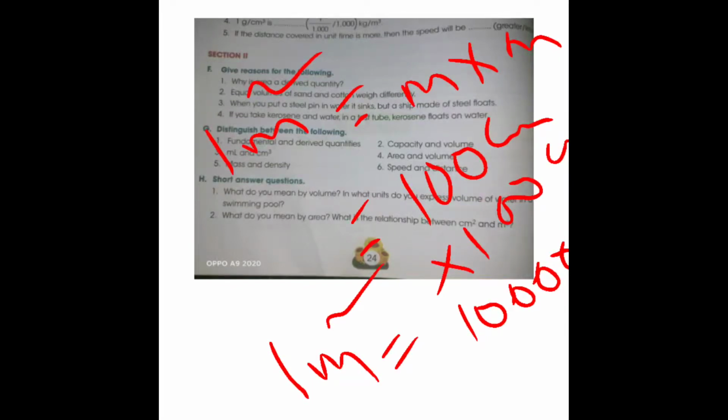So you will be writing like this: 1 meter square equals meter into meter. 1 meter means 100 centimeter. So 2 plus 2, 4 zeros. So we'll get 4 zeros here, centimeter square. So 1 meter square equals 10,000 centimeter square, or 1 centimeter square equals 1 by 10,000, 10 to the power 4, meter square. Okay, so why 10 to the power 4? Because 4 zeros are there. So you need to write this one.